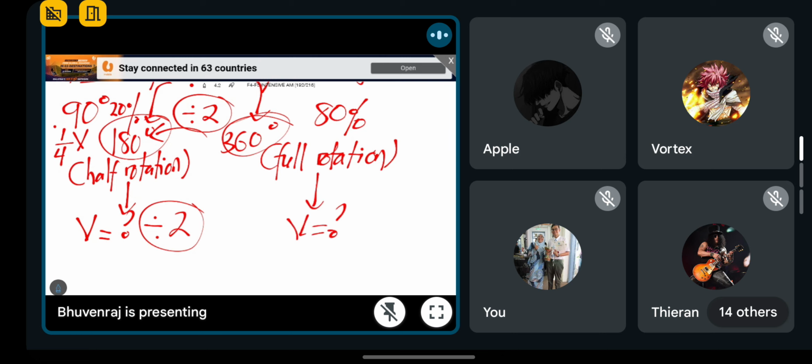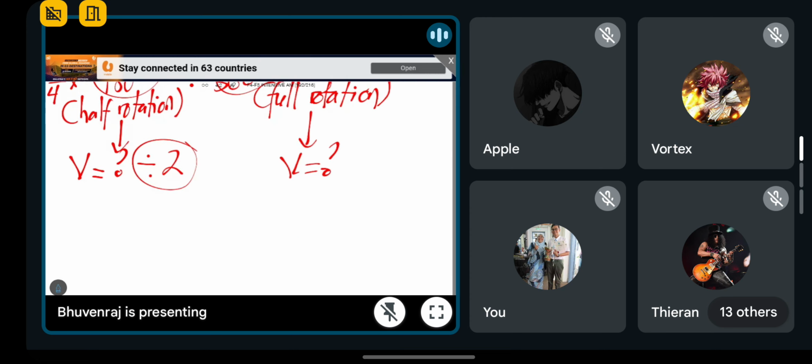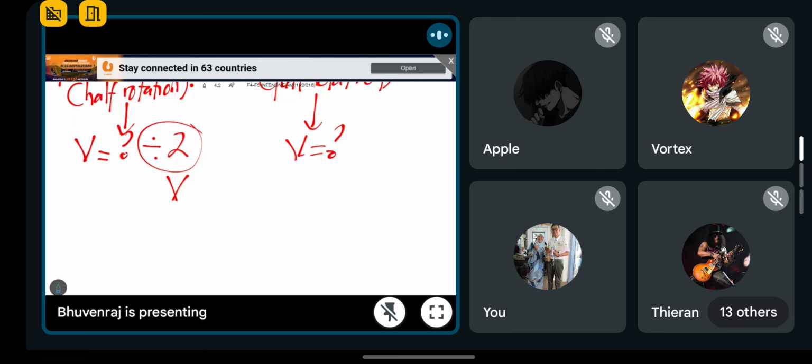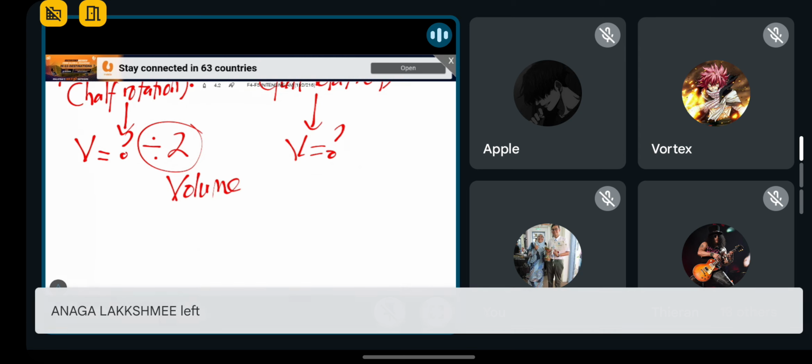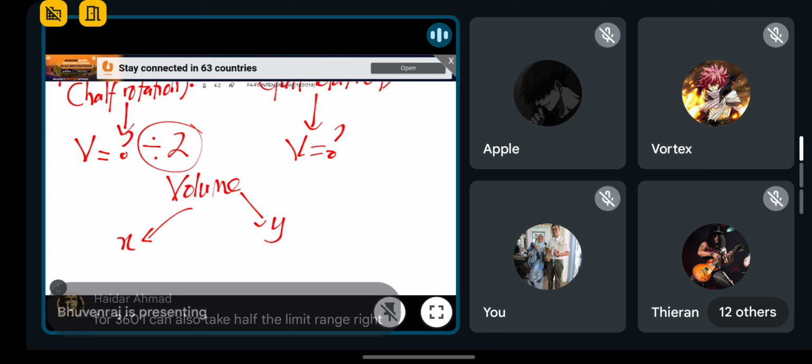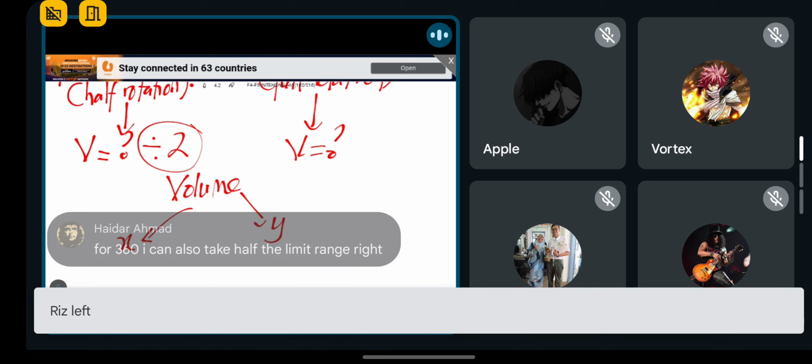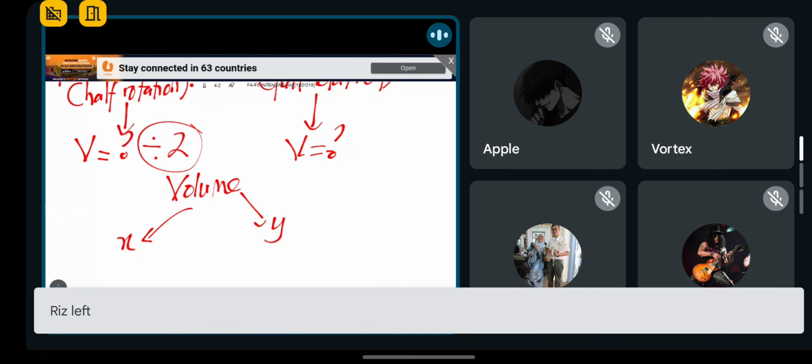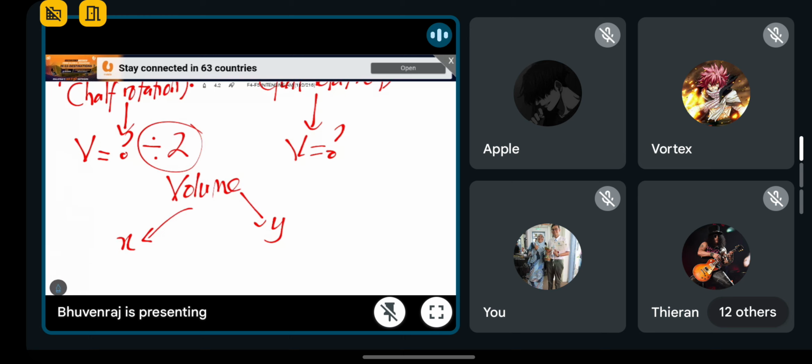Tak perlu buat apa-apa. So now, again as before, for the volume we can actually have two parts over here. Dua bahagian. Satu refer to X, satu also refer to Y. For 360, can I also take half the limit range? No, you have to take the whole range, because 360 is one whole rotation. No need to divide by 2. Tak perlu bahagi 2 for 360. Just take the actual value only.